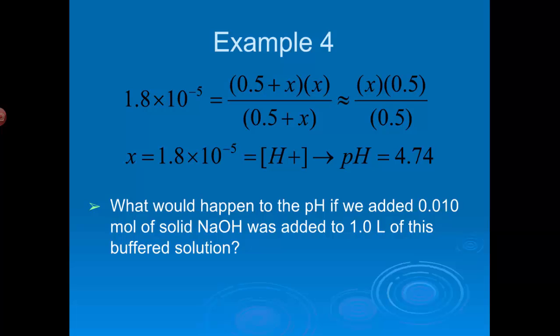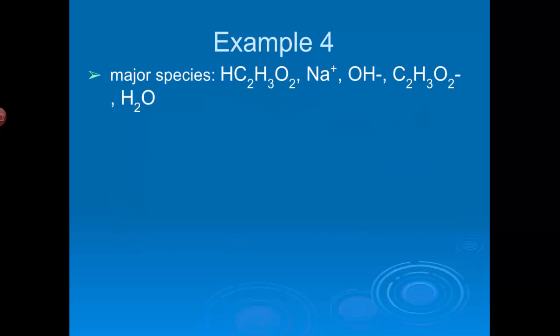Well, now, we know that buffers are supposed to resist pH changes, so we shouldn't see too much of a change, but let's calculate it and be sure. Let's see what actually happens here, okay? So the major species are still acetic acid. Now we have some sodium ions, not important. Hydroxide ions, those are going to affect the pH.